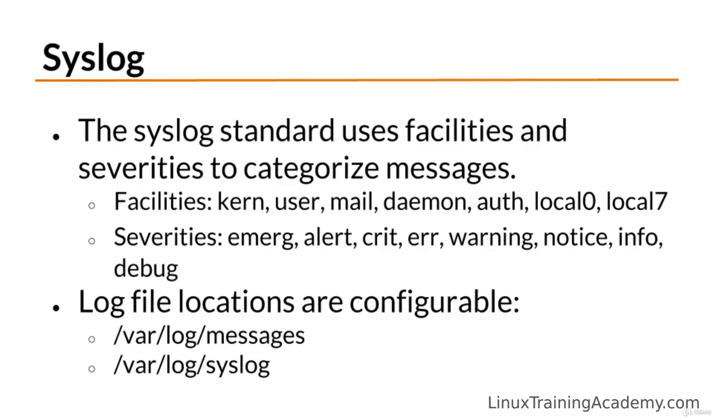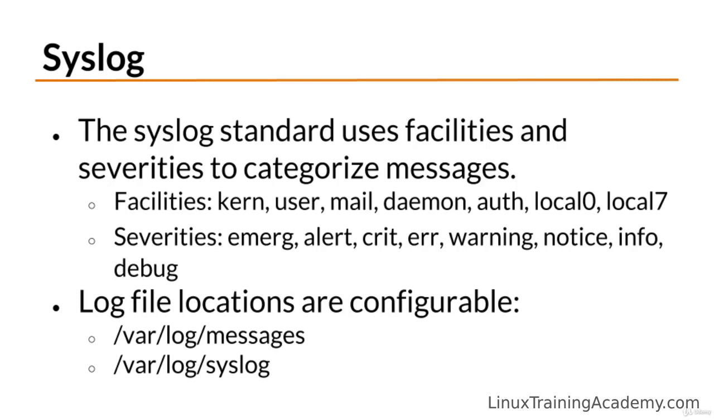Before we start using it, let's briefly talk about how it works. The syslog standard uses facilities and severities to categorize messages. Each message is labeled with a facility code and a severity level. The various combinations of facilities and severities can be used to determine how a message is handled.